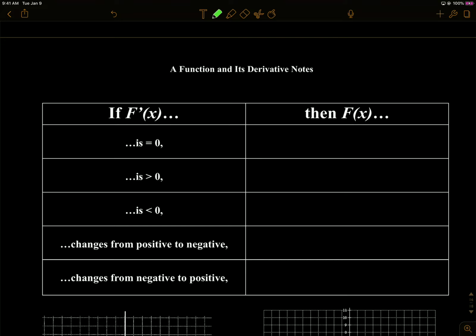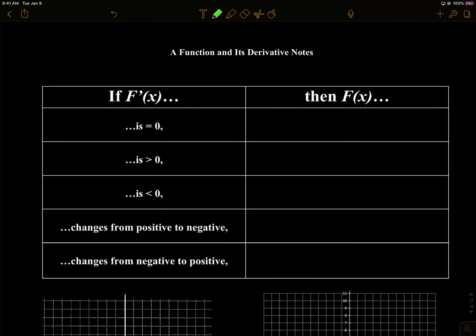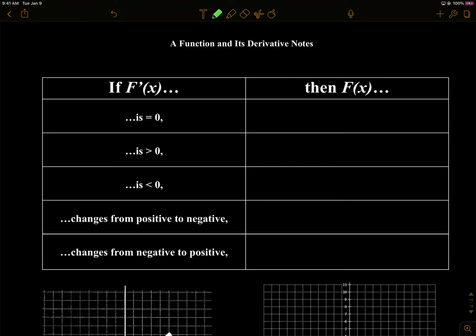All right, before we move into the next concept, and it's really just an extension of what we've learned so far, we're going to review quickly what we talked about in the last lesson about a function and its derivative. So if the derivative is equal to 0, then f of x will have a horizontal tangent line.